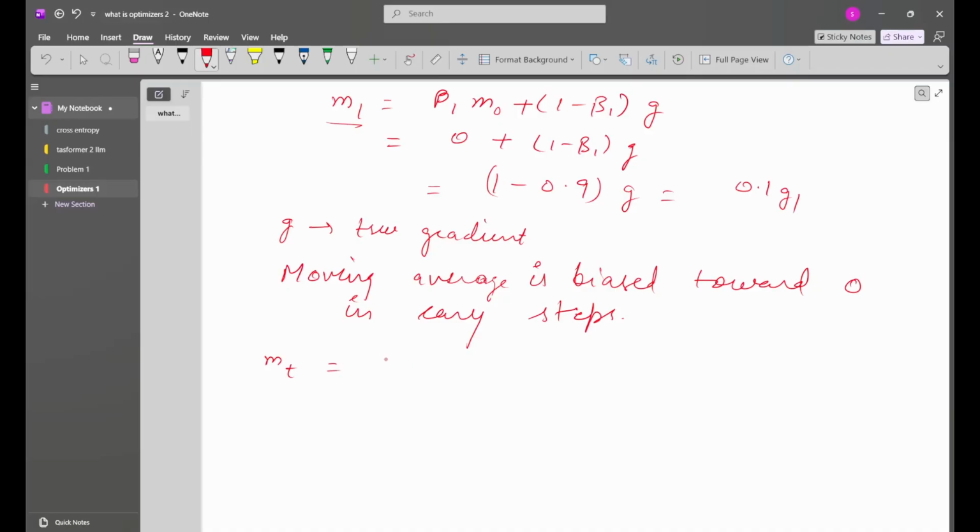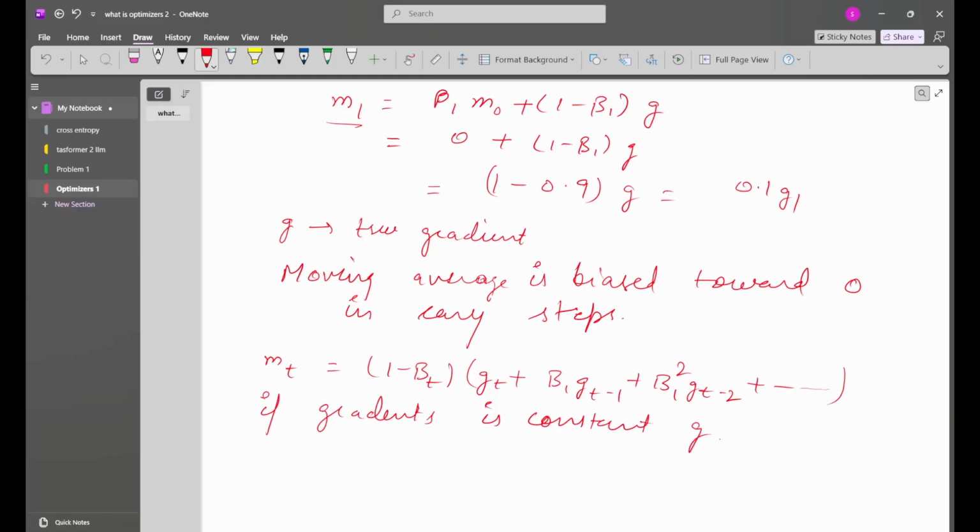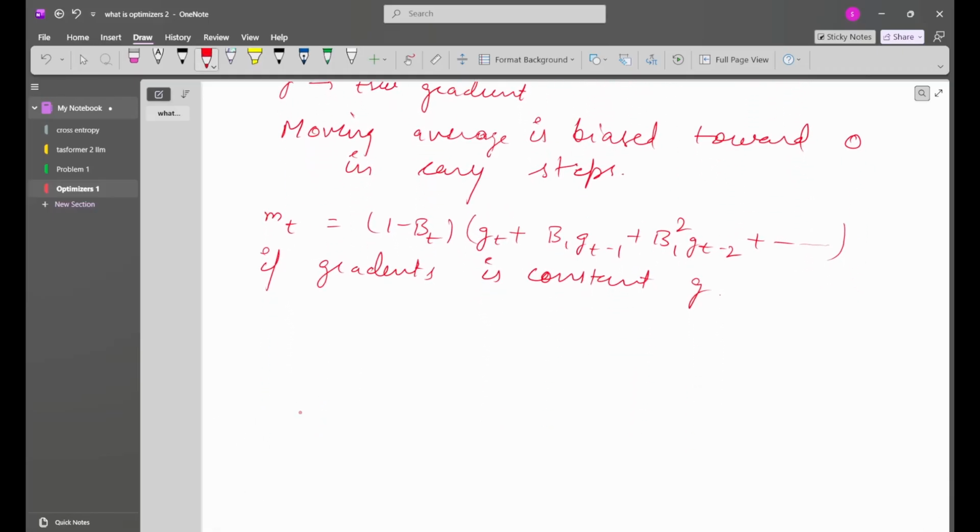m t is like (1 minus beta 1) g t plus beta 1 g t minus 1 plus beta 1 square g t minus 2 plus and so on. If the gradient is a constant g, then m t is equal to (1 minus beta 1 to the power t) g times (1 plus beta 1 plus beta 1 square plus up to beta 1 to the power t minus 1).